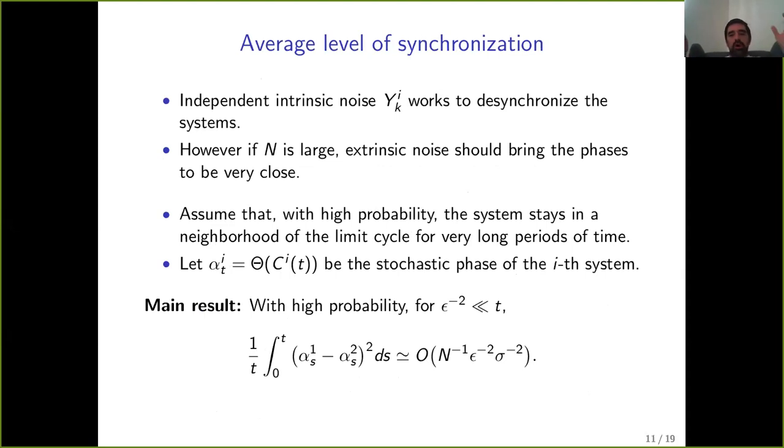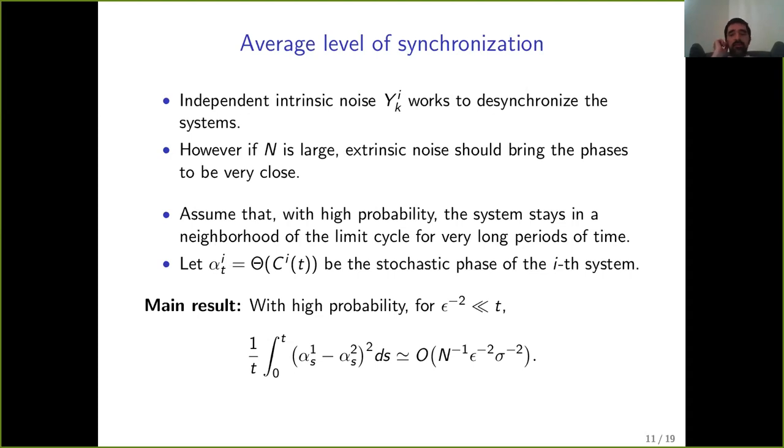So how do we compute the average level of synchronization? In this work, we don't expect complete synchronization because the intrinsic noise always works to desynchronize the system, so the base model is not deterministic. You have internal noise that is always desynchronizing the system. But of course, we assume that n is large, so the extrinsic noise dominates.